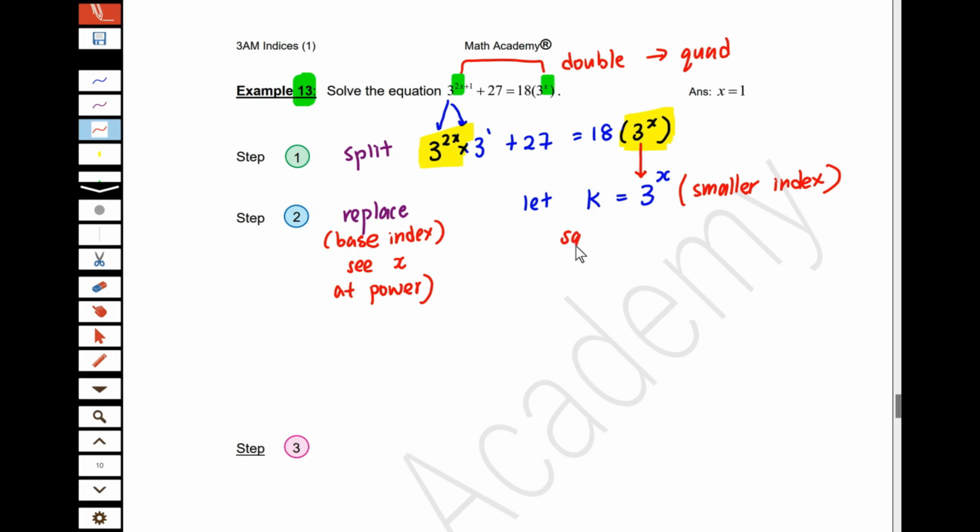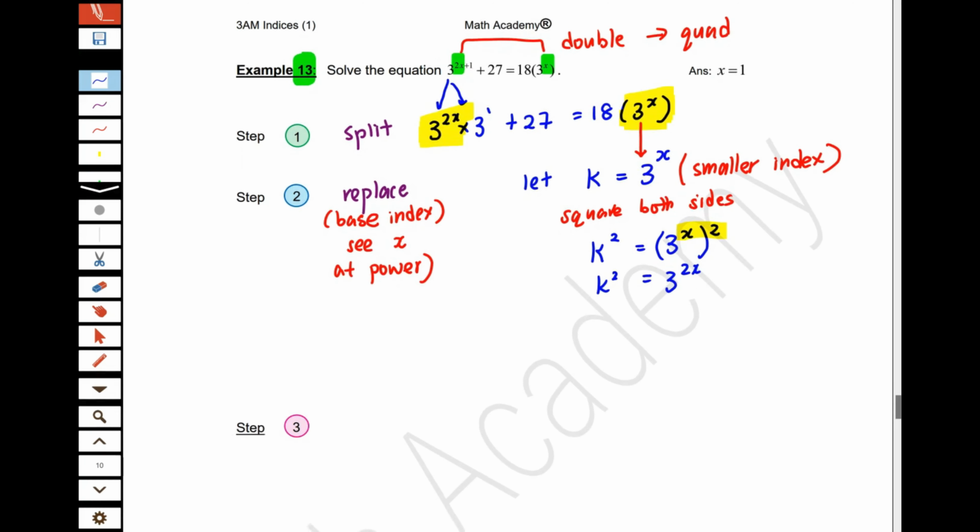Now what happens when you square both sides? You will see k squared on the left hand side. I do slowly. When I square both sides, it becomes this. And 2 times x, you actually get 2x. Which means to say that if 3 power x is k, then 3 power 2x must be k squared. That was the reason why I was saying that I expect quadratic. Because at the back of my mind, I know that if this is k, this shall be k squared upon replacement.